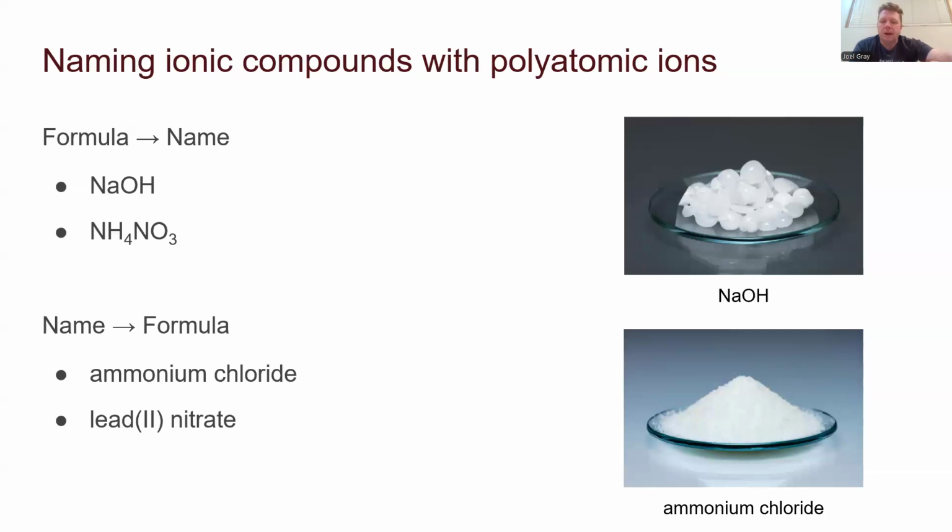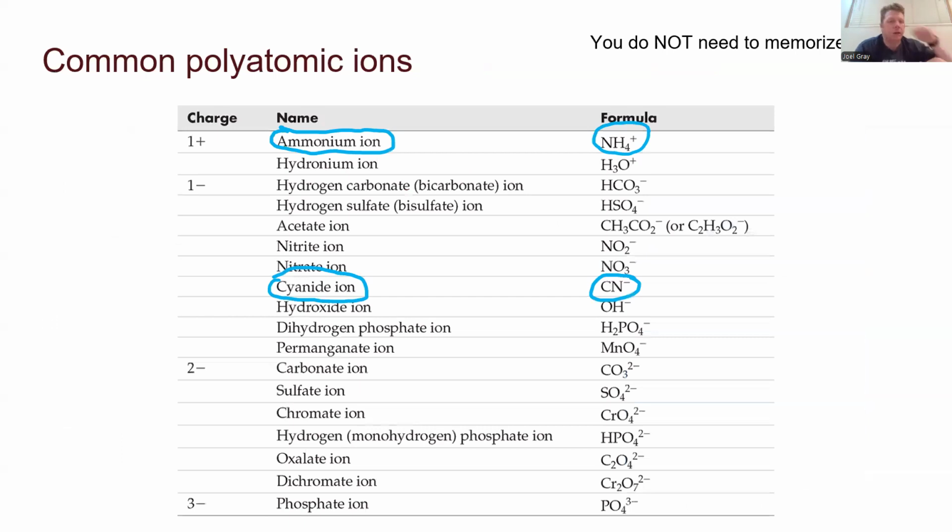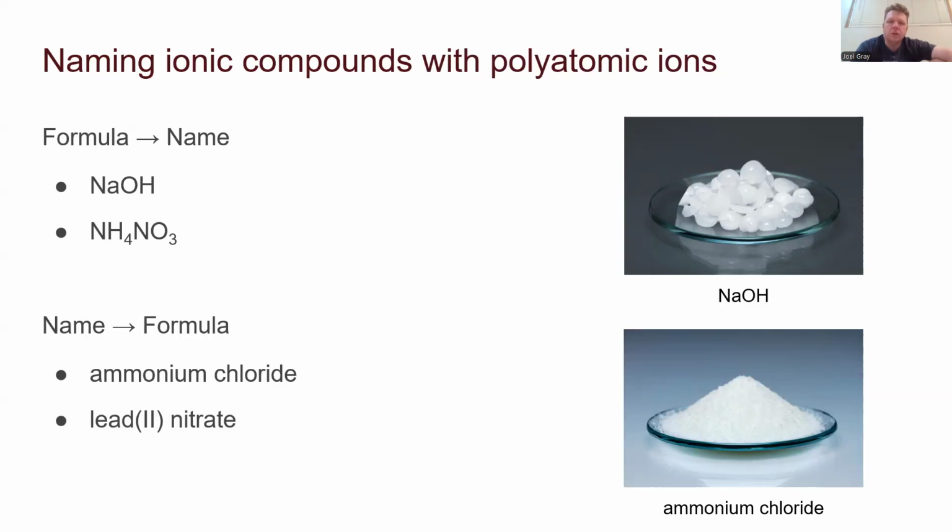Now, these polyatomic ions can be used to form compounds. So if we look at NaOH, that is a compound, and this table right here, I will give to you as part of your questions on your next exam. NaOH, what you need to do in order to come up with the name is to recognize the parts. So this is sodium, then OH.